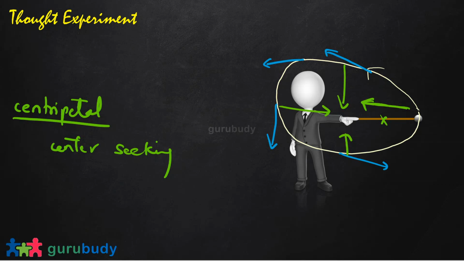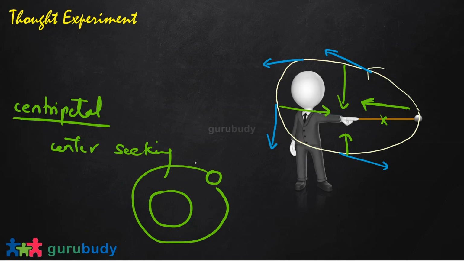So similarly, when we have planets, suppose this is an Earth, and then this is a moon. As the moon is moving around this Earth, there must be a force acting on the moon towards the center of the Earth. That is what makes the moon go around in circular motion. Otherwise, the moon will just move away.